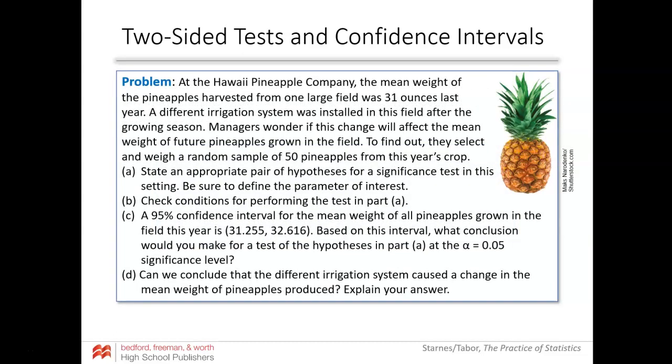Oh, the pineapples are back. If you remember, this was a pineapple question about, hey, we changed our irrigation system.